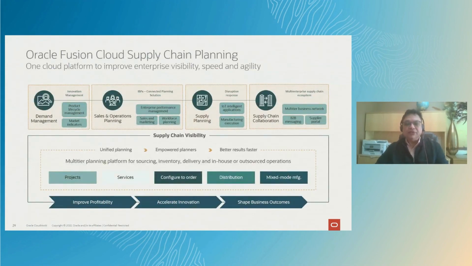Finally, to summarize, the connected supply chain planning to overall supply chain management, our product life cycle management for managing innovation and product life cycle planning, external information from data as a service cloud, a connected IBPX solution with enterprise performance management and sales, marketing, and workforce planning, disruption response with our execution system and intelligent IoT systems, and multi-enterprise execution with full B2B messaging and portal capabilities available as a part of our collaboration capabilities.